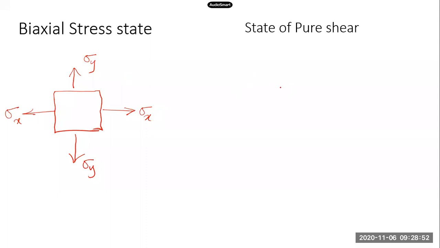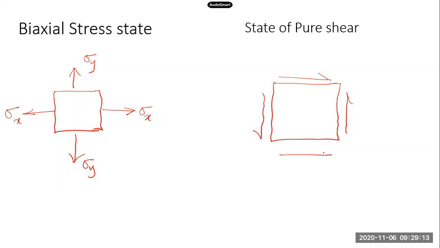Another is the state of pure shear. What happens in this case is that the normal stresses will be absent. So normal stresses will not be there. Don't worry about the direction; it holds good for any direction of these stresses. What I considered in my derivation is all the positive sign convention directions. So this is a state of pure shear, no normal stresses are present here. You should be able to arrive at the principal stresses in these two cases. Try to derive for these two cases.